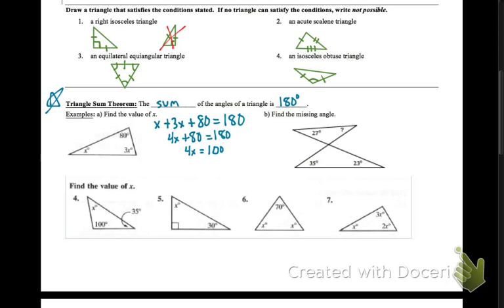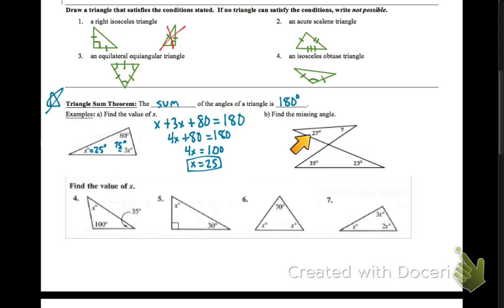4x plus 80 equals 180, 4x equals 100, so x equals 25. If I plug the 25 back into the triangle, I get 25, 75, and 80. If you add all those together, they equal 180. And it better work that way. Here's a different example over here where we're going to find this missing angle up here.